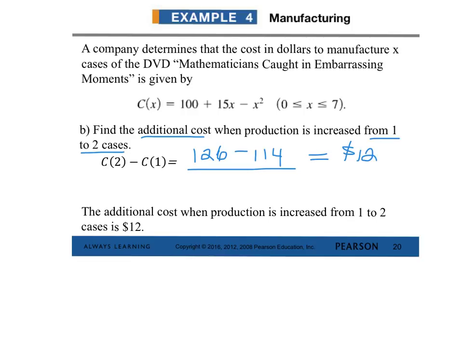And the reason that we're not making this into an average rate of change, although we could, is because the difference here was only 1 case. And so that's $12 per 1 case. And in either case, that's the additional cost when production is increased from 1 to 2 cases is $12.